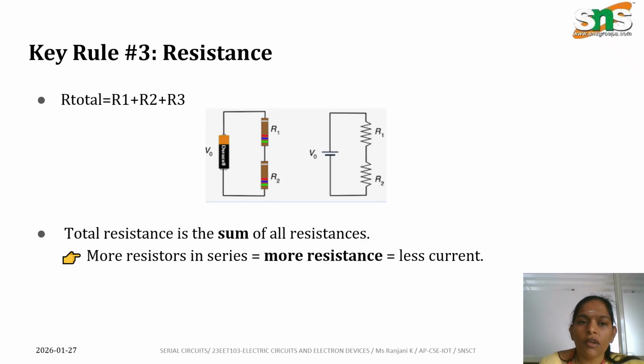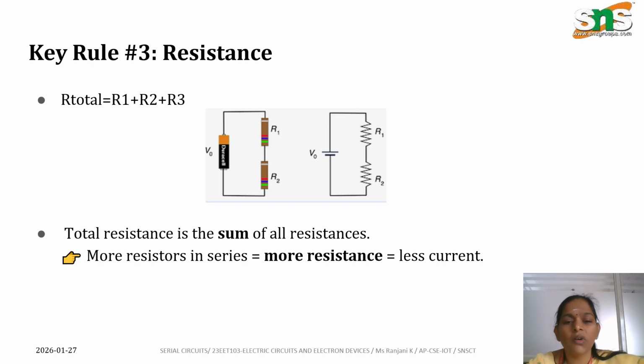Next, key rule number three is about resistance. Here the total resistance is R1 plus R2 plus R3, based on the circuit. So the total resistance equals the summation of the resistors in the path. The main key players are the voltage source, which supplies the energy, measured in volts; loads like resistors or lights, which use the energy, with resistance measured in ohms; and current, which is the flow of charge, the same everywhere in the series circuit and measured in amps. So these three are the main key properties.